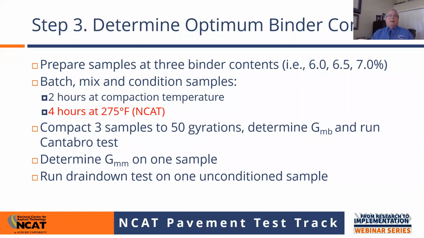Now your next step is, we've got our blend, and we're going to focus on determining the optimum binder content. So we'll prepare samples at different binder contents. We're going to batch them up, mix them, and condition them. Now, typically in both AASHTO and ASTM, as well as the NAPA document, they say the conditioning should take 2 hours at the typical compaction temperature, which I think is based on AASHTO R30.